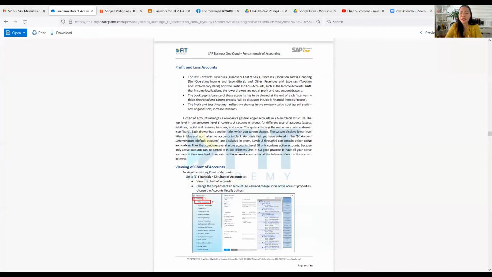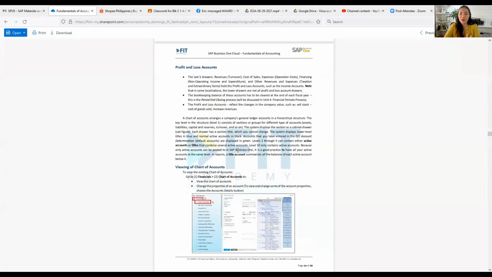The period end closing process will be discussed in Unit 4, Financial Periods Process. The profit and loss accounts reflect the changes in the company value, such as sales, cost of goods sold, increases in revenues. Okay, so always remember, the balance sheet is the statement of the condition of the business, while performance will be under the profit and loss statement.